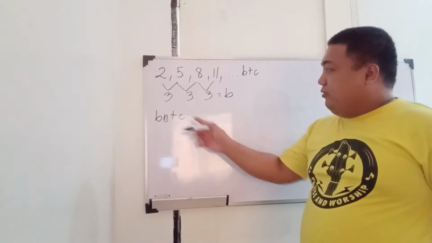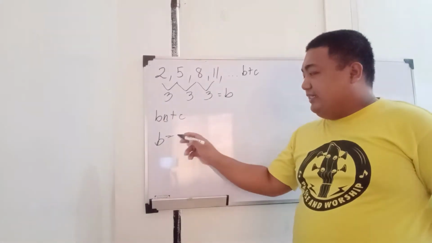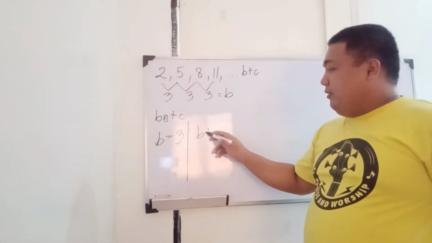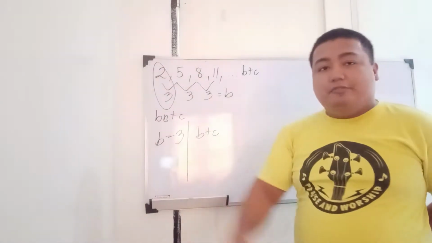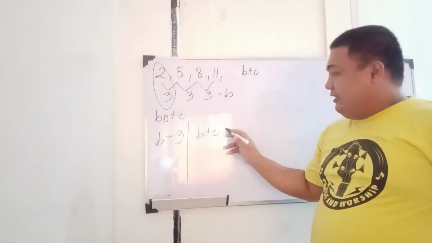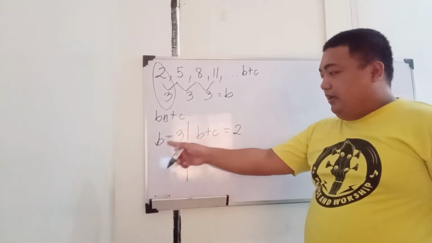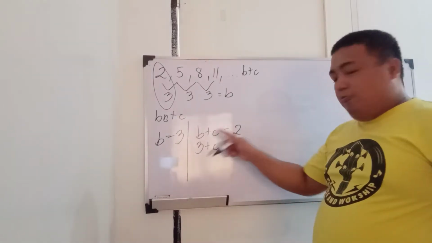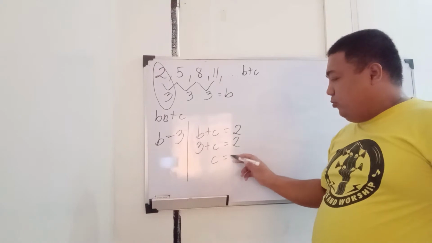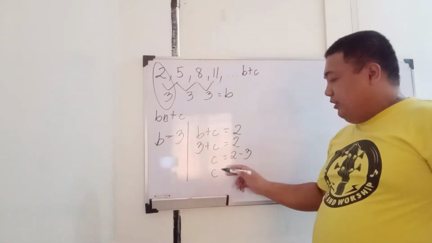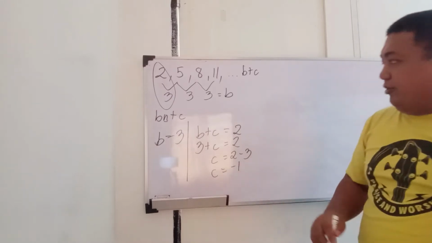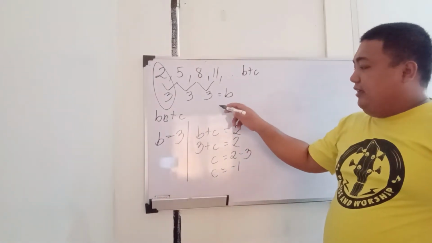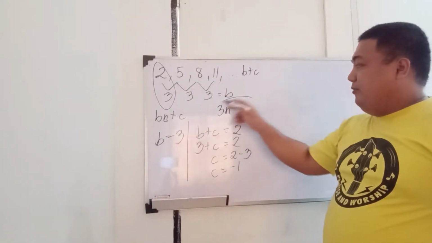Now, let's try. Since it's common, we automatically know that B is equal to 3. Next, B plus C equals, we always use the first term, which is B plus C equals 2. So, B has a value of 3. So, 3 plus C equals 2. Now, put 3 on the other side. C is equal to 2 minus 3. Then, 2 minus 3 equals negative 1. So, the end term of 2, 5, 8, and 11 is 3n minus 1.